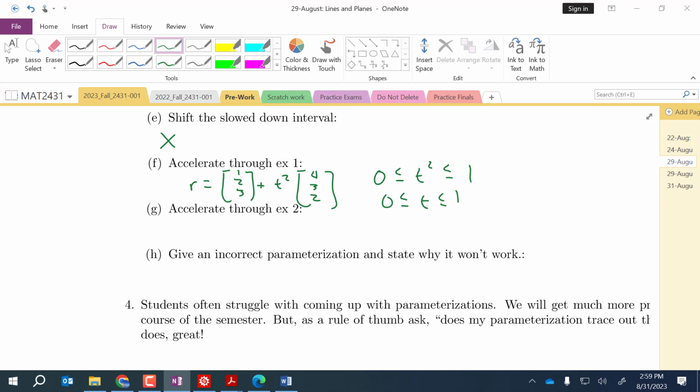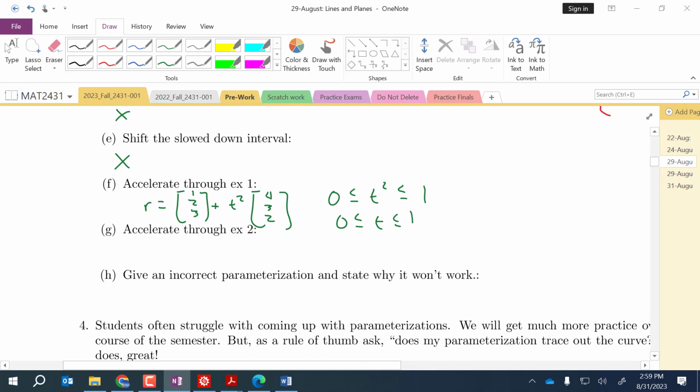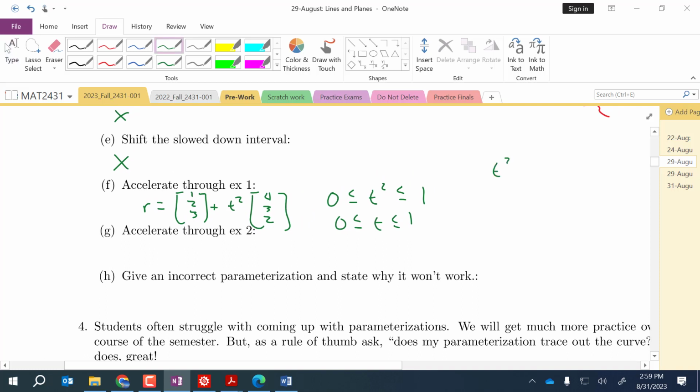To make my largest t squared value be 1, the largest input I should put for t is what? 1, right? So one way you could say it is for the endpoint, if I want t squared to equal 1, then the largest value I want for t would be a positive 1. I wouldn't want to go from minus 1 to 1.